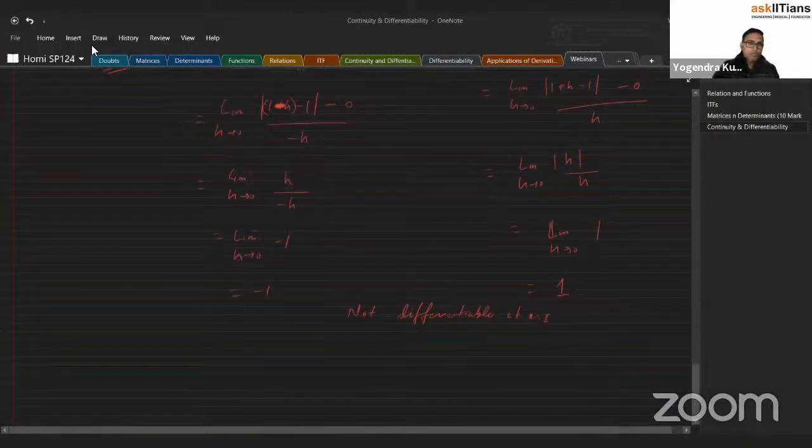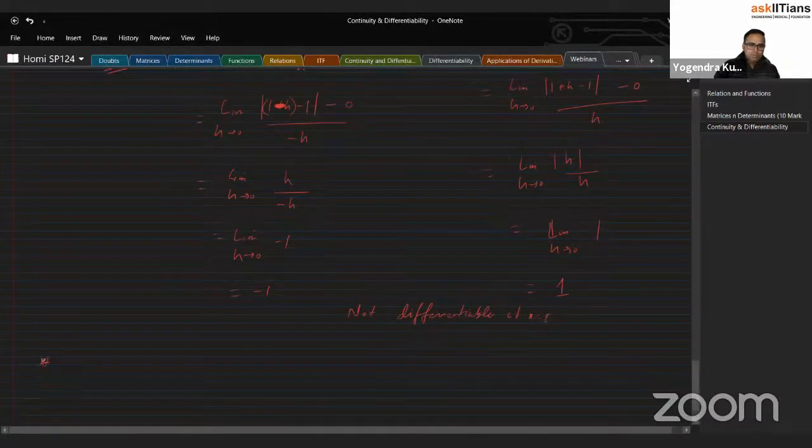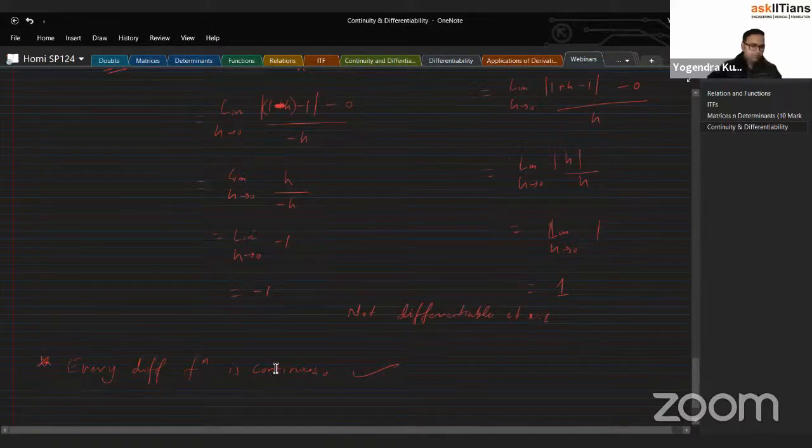Very, very important. If you want, note this down, but I'm telling you again and again, many students forget to apply this. Every differentiable function is continuous at a particular point, right? But the reverse is not true. Continuous functions being differentiable is not always true, but this is always true.